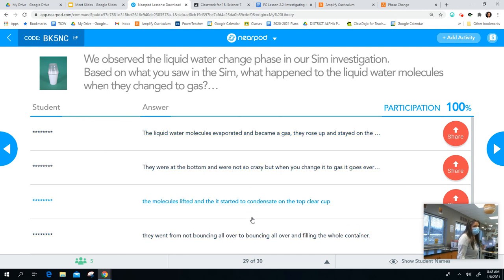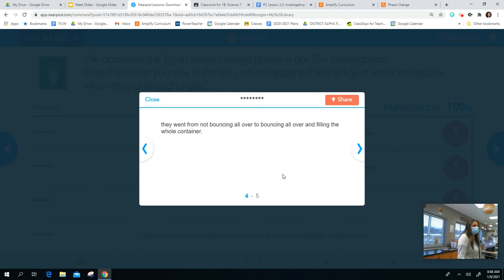All right, so I like this one. They went from not bouncing all over to bouncing all over and filling the whole container, right? So the liquid molecules kind of flowed in place. They stayed to the bottom of the cup, the bottom of the foam cup, but then when they changed to a gas, they all of a sudden started going all over and filling the entire space available to them. Very good. Not something we could see yesterday. So they move all over the place and bounce off each other and fill the shape of the container.